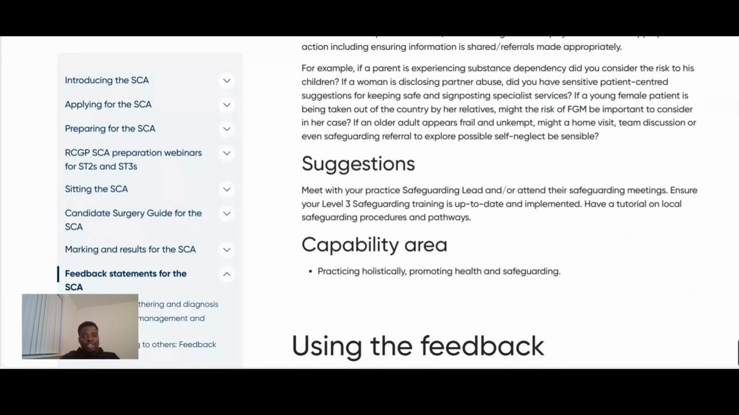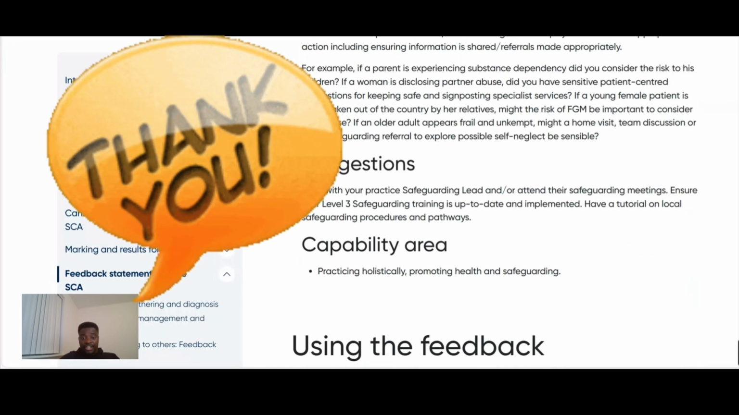Please watch as many times as possible, and if you've had your exam that has unfortunately not been successful, look for those statements that have been picked and particularly go through them, go through the explanation, and then begin to practice.